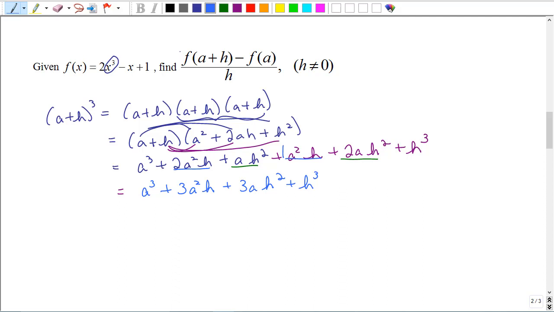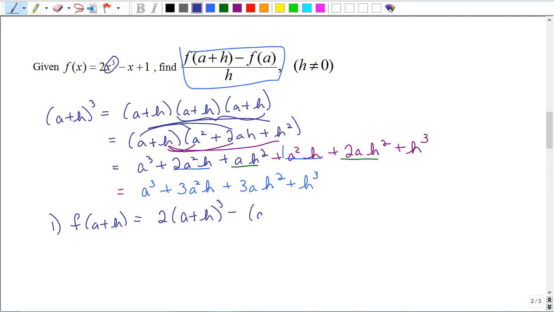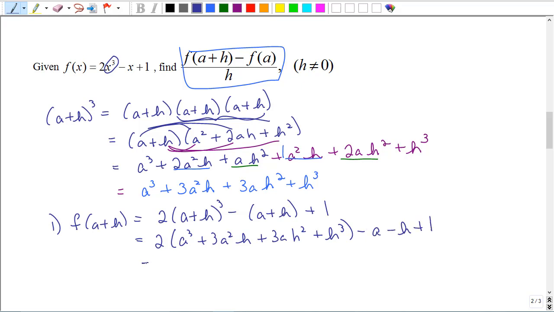All right, so let's go back to this. F of a plus h equals 2 times a plus h cubed minus a plus h plus 1. So I'm going to have 2, and then I'm going to take my result. I'm going to distribute my minus sign. Now I'm going to distribute my 2.